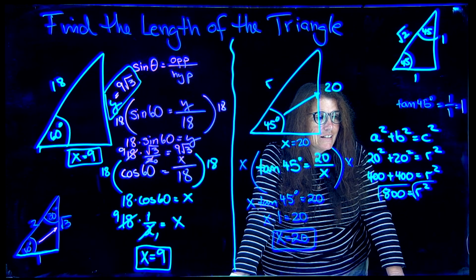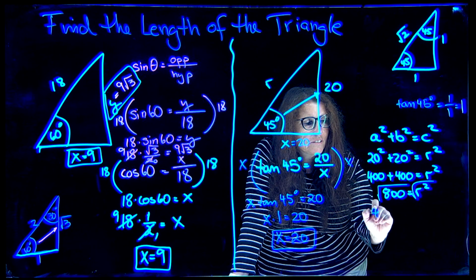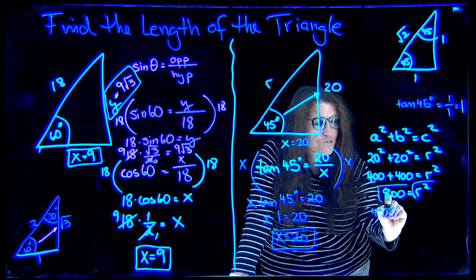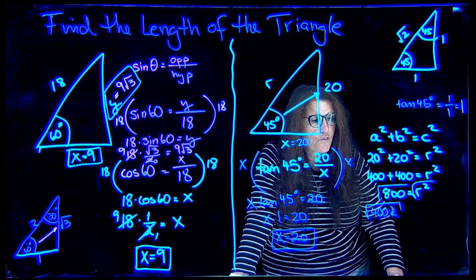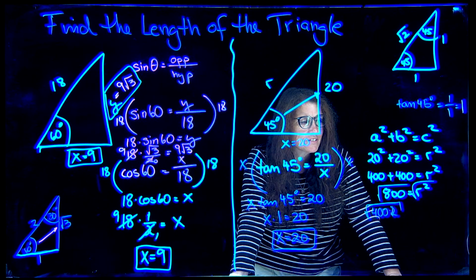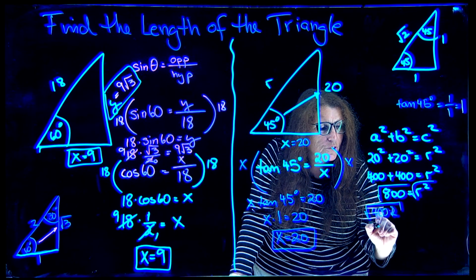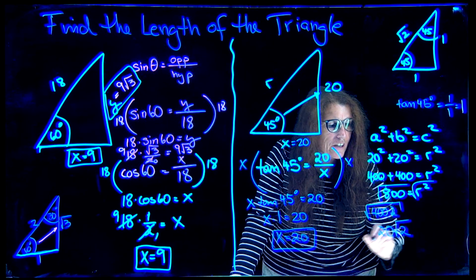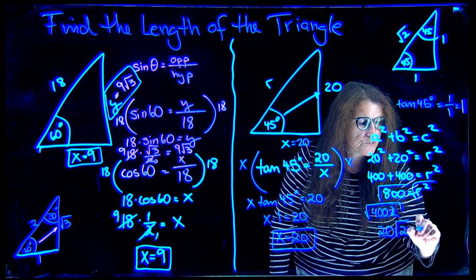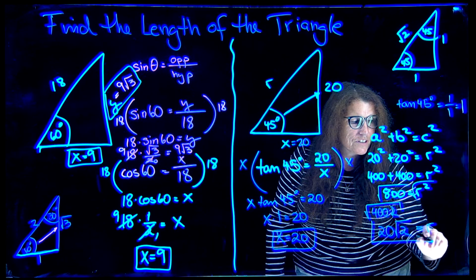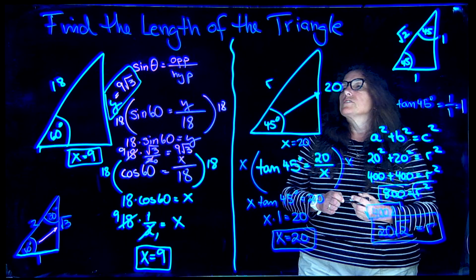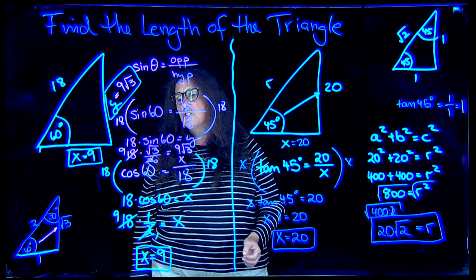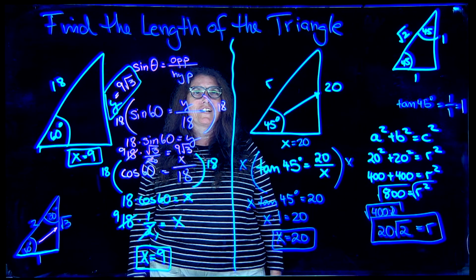Okay, we have to take the square root of both sides and simplify as much as we can. 400 is a perfect square, so I can factor 800 into 400 times 2. The square root of 400 is 20. The square root of 2 cannot be simplified, so 20 times square root of 2 is equal to r, which is the hypotenuse. So in this case, for right triangles, we used the trig functions and our special angle relationships in order to find the missing sides.